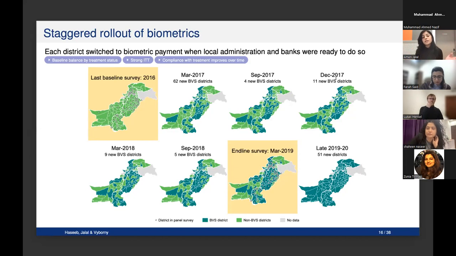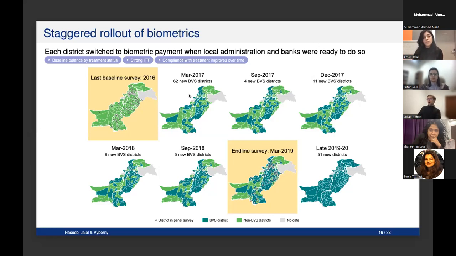And there's balance at baseline in this switch to biometrics for all of the outcomes of interest in this study. There is, of course, some degree of sub-district variation, where there might be some village that still has an ATM that takes a bit longer to shut down, but we use as an intent to treat measure this administrative decision to switch a district to biometrics, and it's quite a strong ITT. And in addition, any teething issues that we observe initially close to the switch go away within the span of the study that we have.